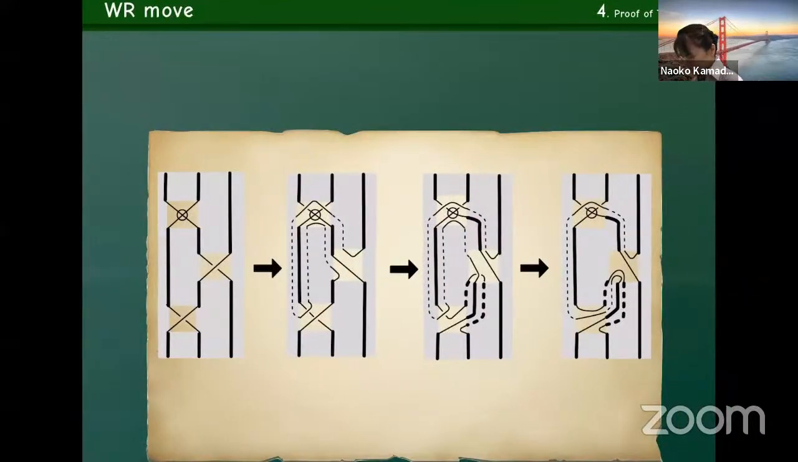The WR move means the forbidden move. We apply an over finger move here. Then we obtain this diagram. Then after that we apply an under finger move here. Then after that we apply an over detour move here. So we have a result.